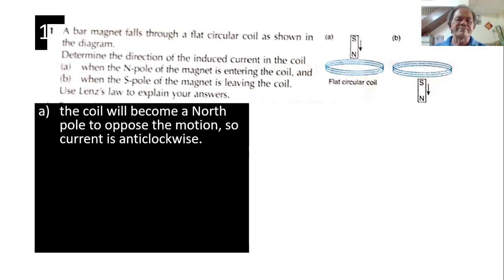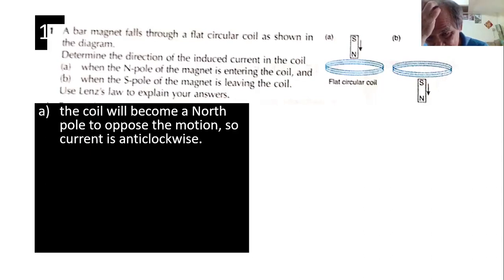So when it's leaving, remember, you want to oppose. That's why it is a north pole there, to oppose it coming in. When it's leaving, what's the answer? As the S pole of the magnet leaves the coil, the induced current must produce the N pole on the lower side to attract the magnet. Therefore, the induced current must be clockwise.